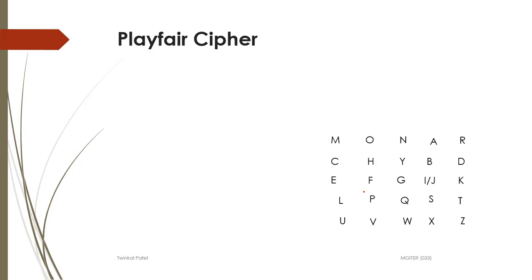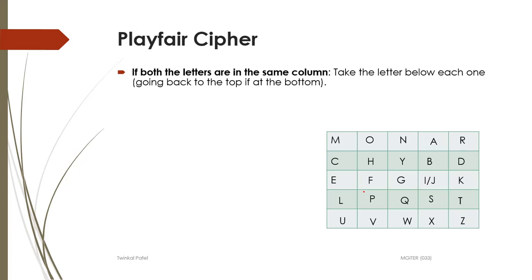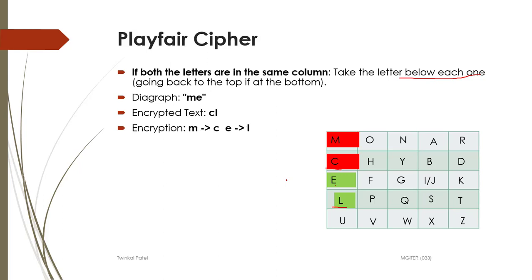Now we will see the next rule. If the pair contains two letters and both the letters are in the same column, then both letters are replaced with the letter below each one of them. For example, consider M and E here. M and E both are in the same column. So replace M with C and E with L, because both are in the same column, so we replace each letter with its bottom letter. M is replaced with C and E is replaced with L. So ME is encrypted as CL.